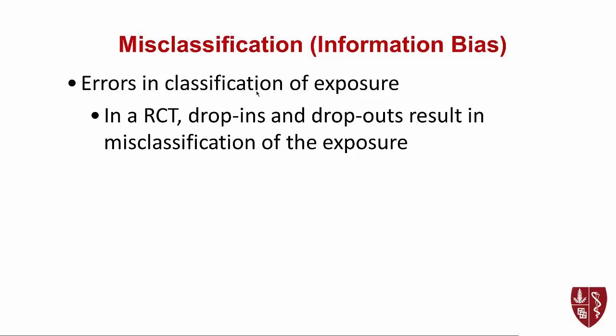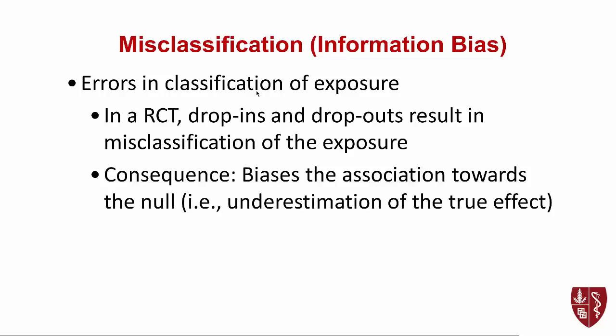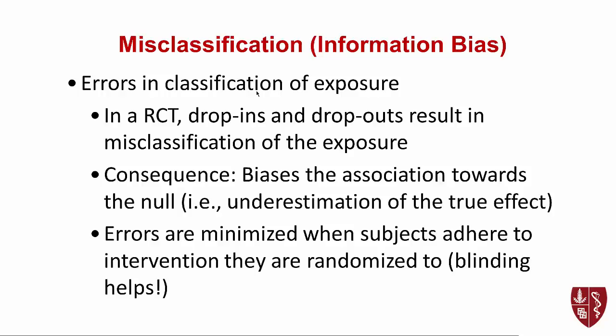What's the consequence of misclassification of exposure? Well, because we're going to use intention to treat analysis and we're going to preserve subjects in the group that they were randomized to when we analyze the data, the result of this drop-in and drop-out is that we bias the association towards the null. So it results in underestimation of the true effect of the intervention on the outcome.